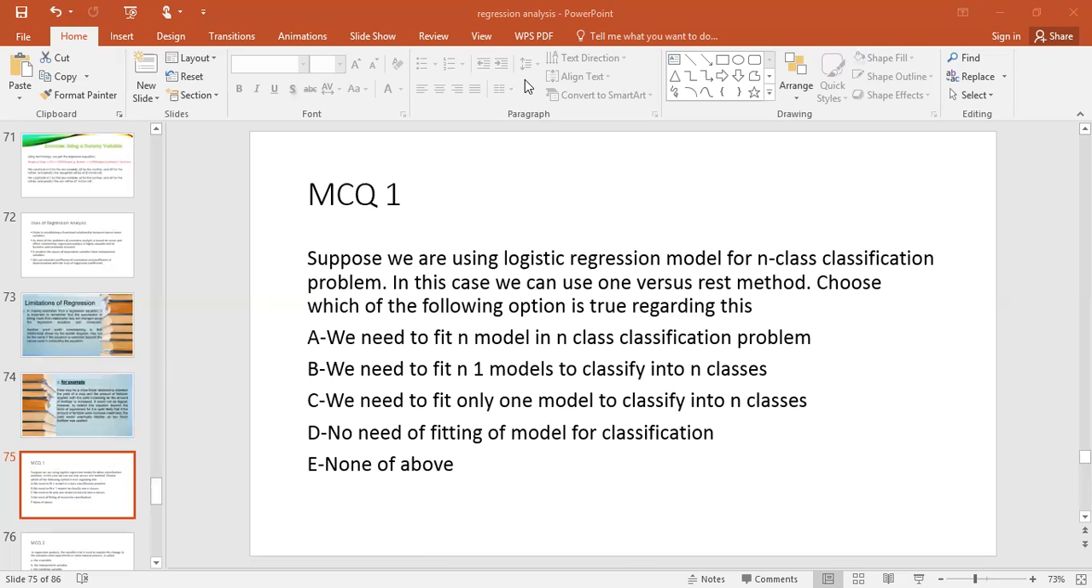It is alpha. That is, we need to fit n models in n-class classification problem.